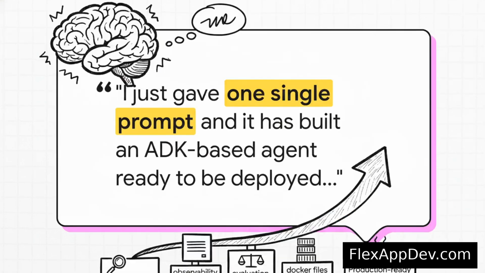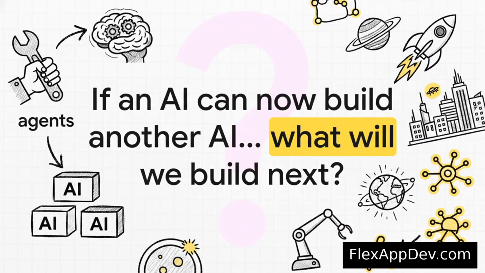I mean, just let that sink in for a second. The person who ran the demo said it perfectly. They said, I just gave one single prompt, and it has built an ADK-based agent ready to be deployed with everything included. The entire development lifecycle, from an idea to a finished product, was kicked off by a single sentence. That's a game changer. So what this really means is that our job is changing. We're moving from being the coders to being the architects. We just have to describe what we want, and the AI can handle the construction. And when an AI can build another AI from scratch in just a few minutes, well, it really leaves you with a pretty big question, doesn't it? If this is what's possible today, what are we going to build next?